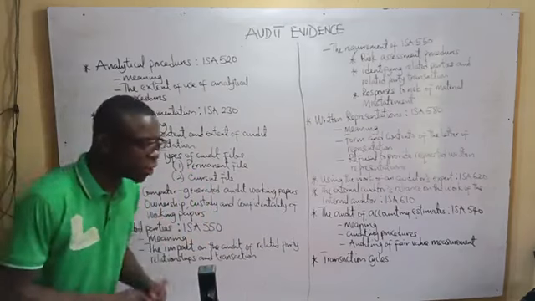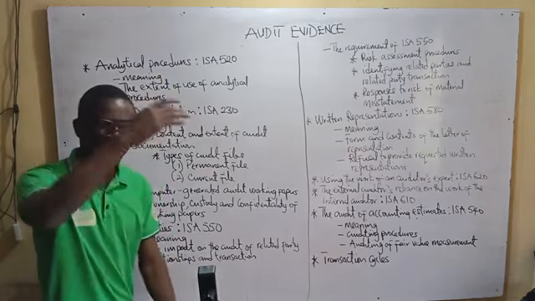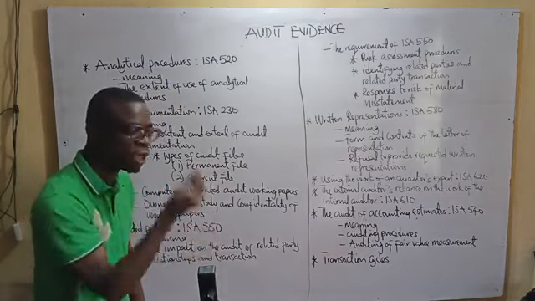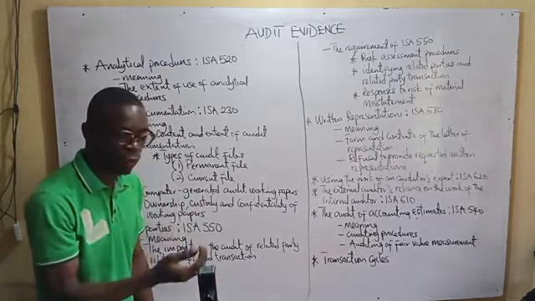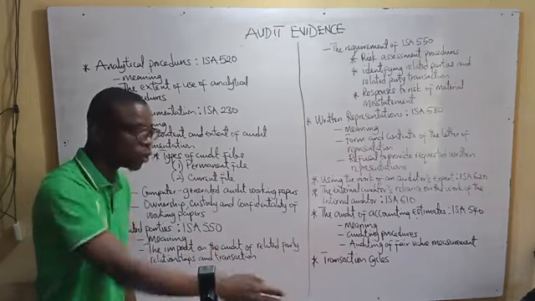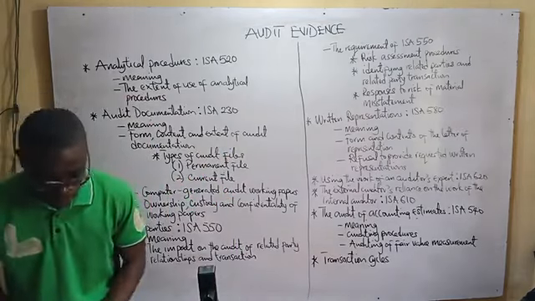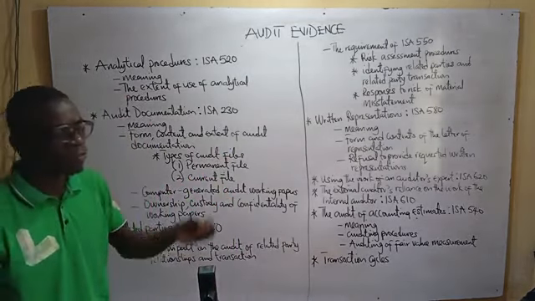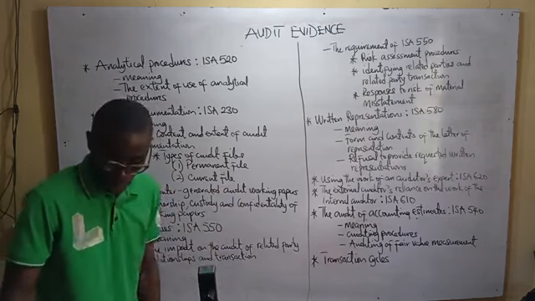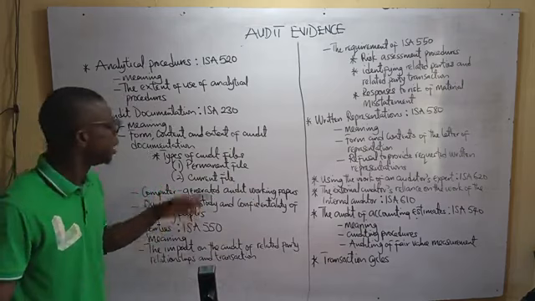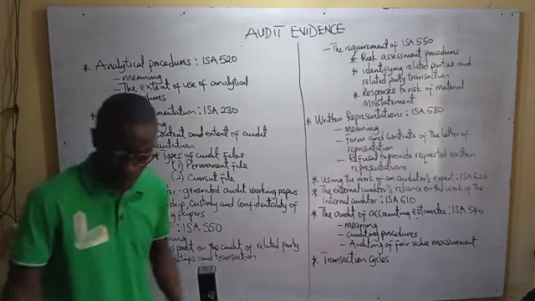So any year, whether it's 2019 or 2024 or 2016, anytime you want to perform an audit for that particular client, you will always make reference to that file. That is what we call permanent file, because it is going to be significant to every audit of the client. And what are you going to find in permanent file? What are the contents?